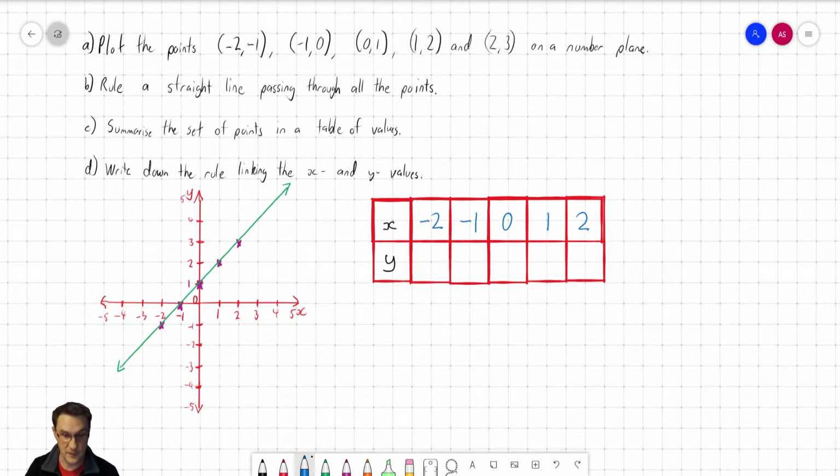Okay, now that I've put those values in there, the next ones I want to focus on are the Y values. These are the matching ones to them. So that's the second one in each of these coordinates up here. They are now going to be put into this table.